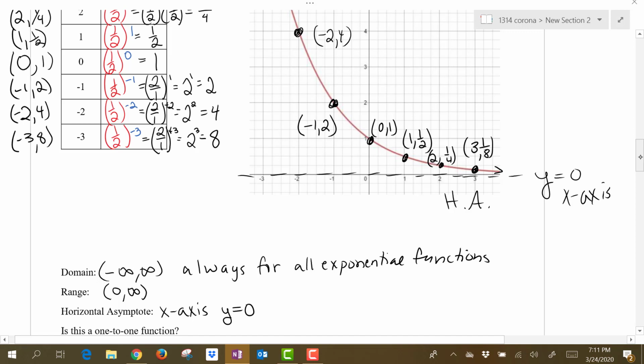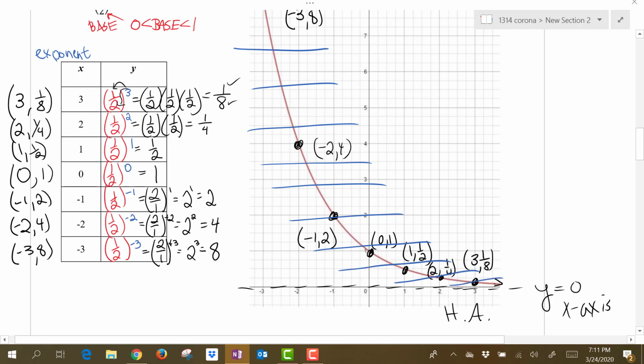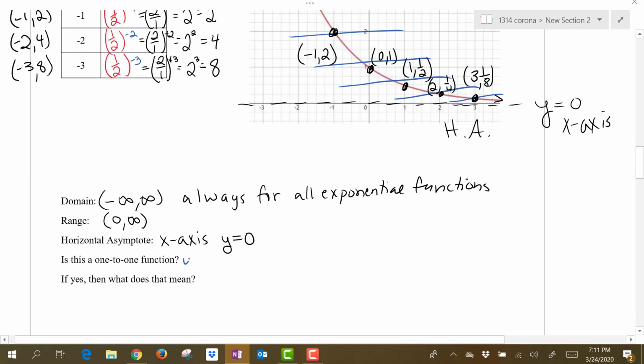Okay, is this a one-to-one function? That's our next question. Well, does it pass the horizontal line test? So every horizontal line that I could imagine drawing looks like it's going to cross through the graph only one time. Even when we get down here, it only crosses one time. So is it a one-to-one function? The answer is yes. It passes the horizontal line test. If it passes the horizontal line test, what does that mean? That means that it has an inverse function.